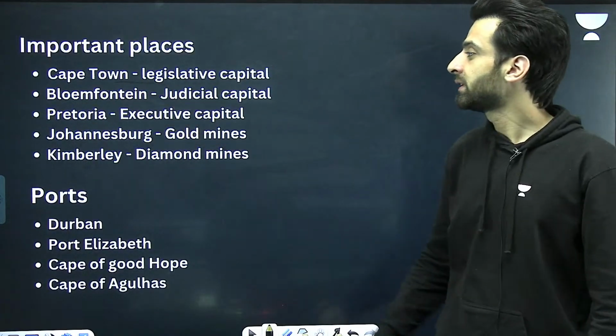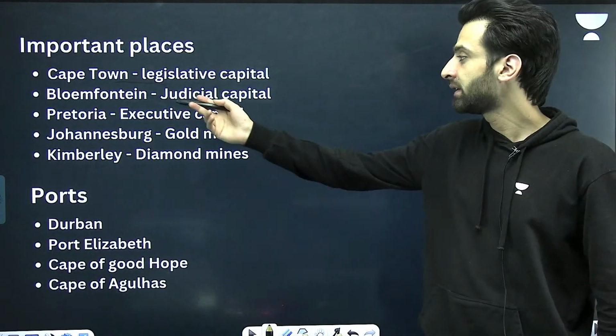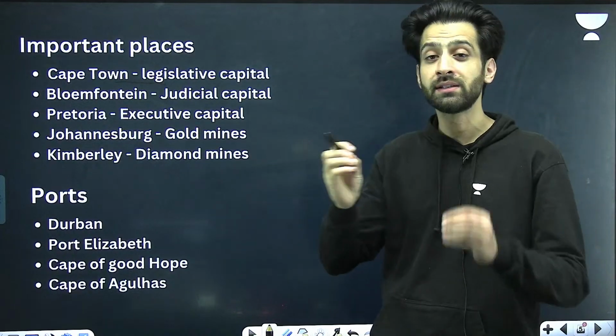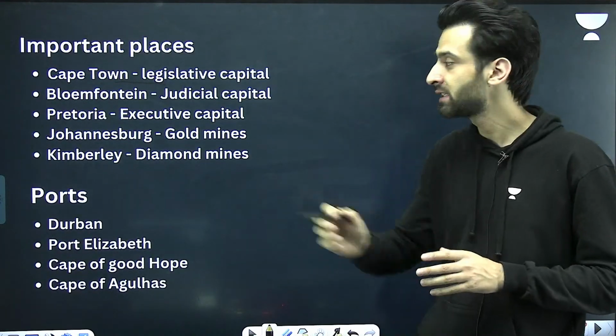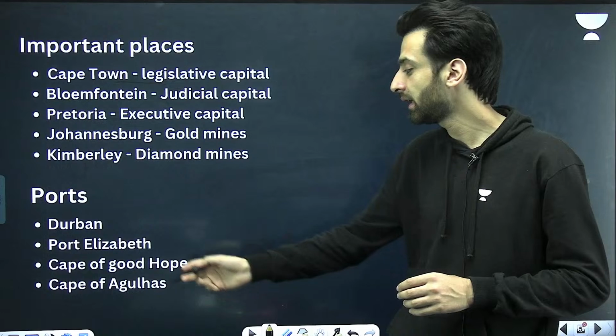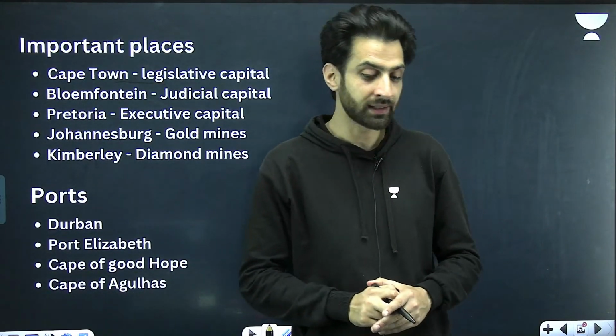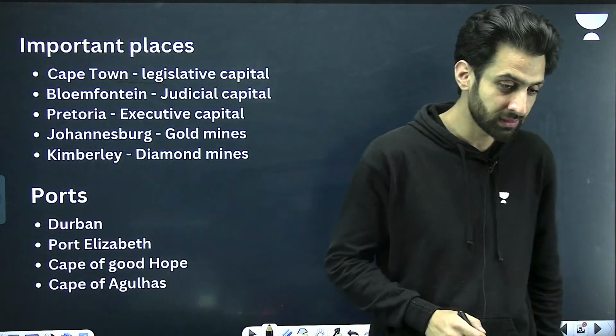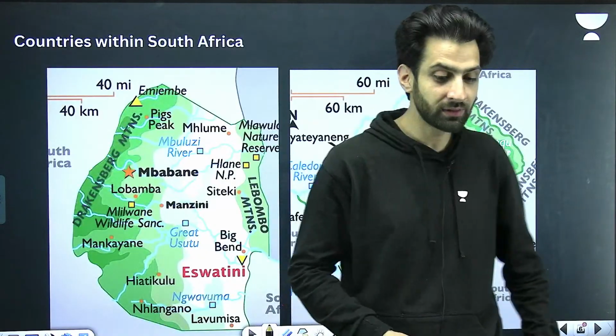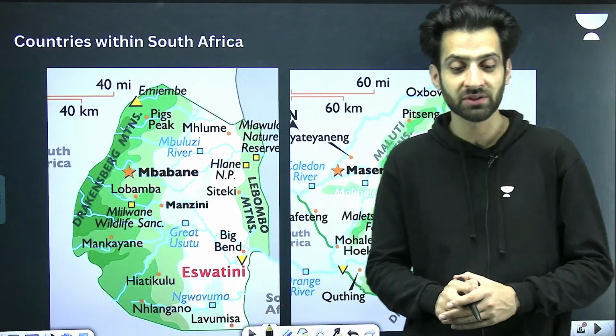So this is what we learned up until now. Cape Town, legislative capital. Bloemfontein is the judicial capital and Pretoria is the executive capital. Then we have Johannesburg, Kimberley, and all the important ports that are there. Port Alexandria, Zainab, that is right. Tell me the name of the river that it is associated with. Port Alexandria. There's a very famous river as well.